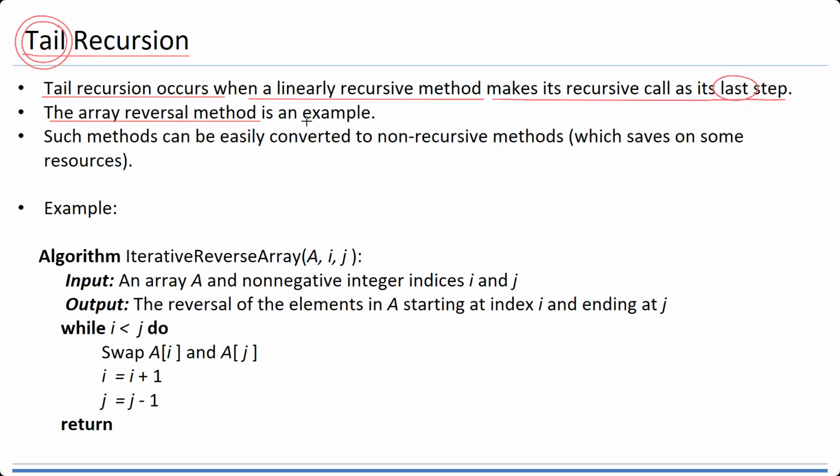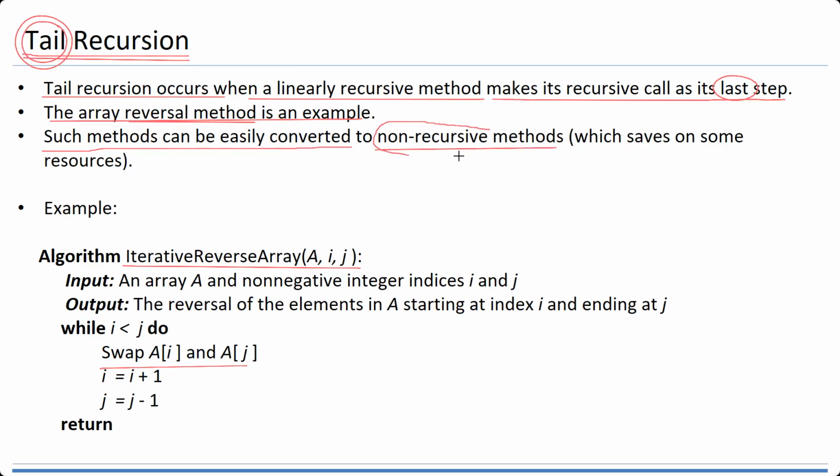The array reversal method is an example. When you learn about the array reversal method, we know that reversing an array is a kind of last-step method. Once you swap it, then you can do the recursion. When we have tail recursion, those kinds of methods can be easily converted to non-recursive methods.